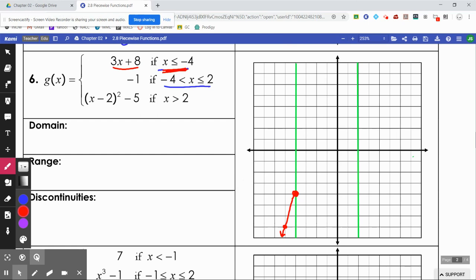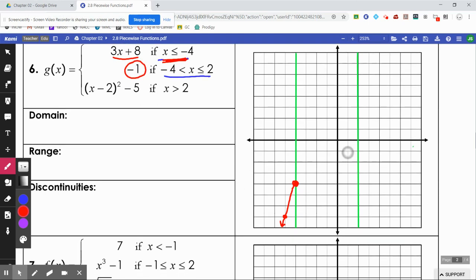Okay, for the middle interval, y is equal to -1. So no matter what your x value is, y is -1. That's going to be a horizontal line here. We're not going to include the -4 because of less than, but we are including the 2 because it's less than or equal to. So you have a horizontal line at -1 from there to there.